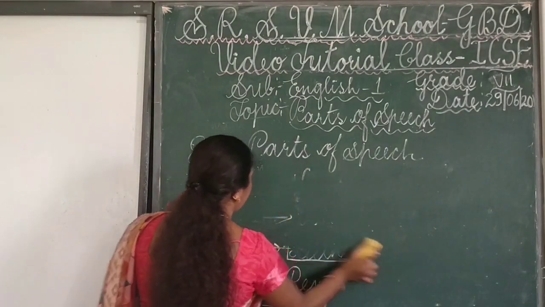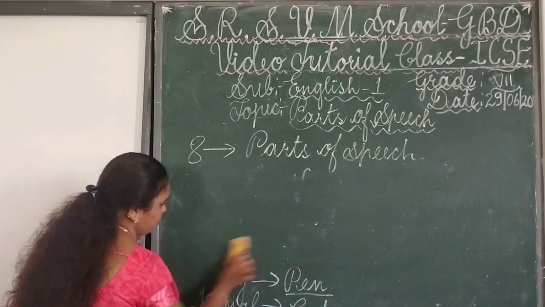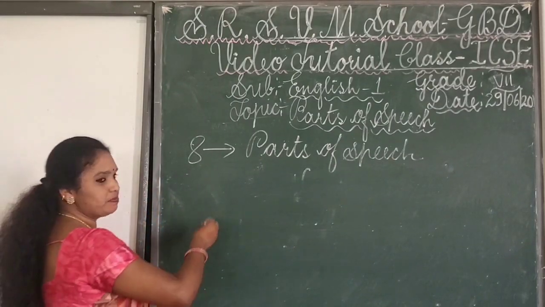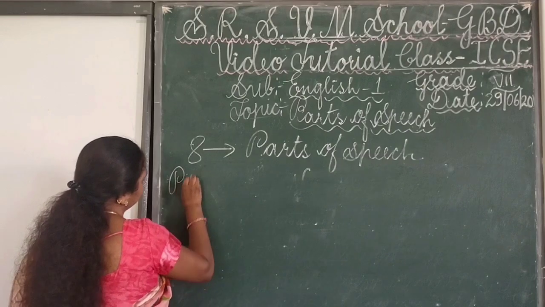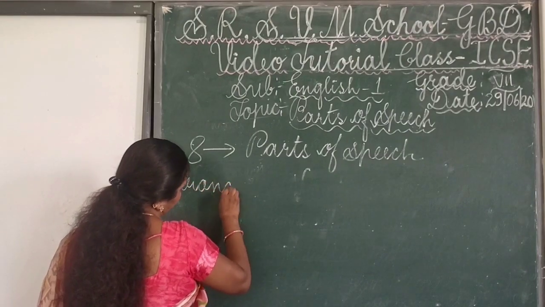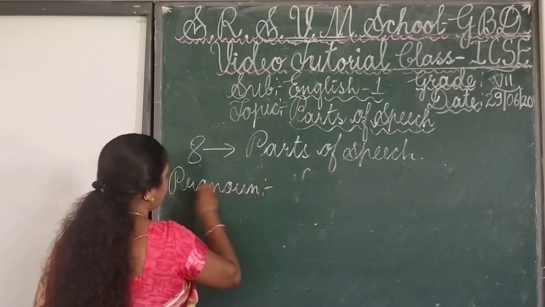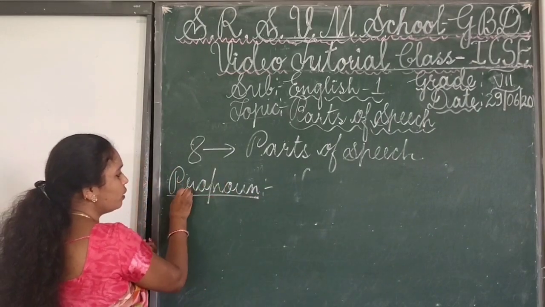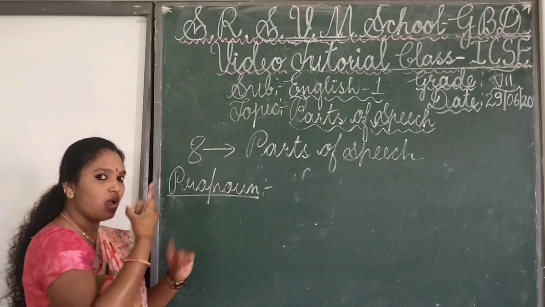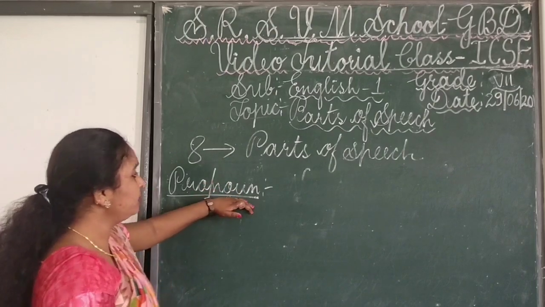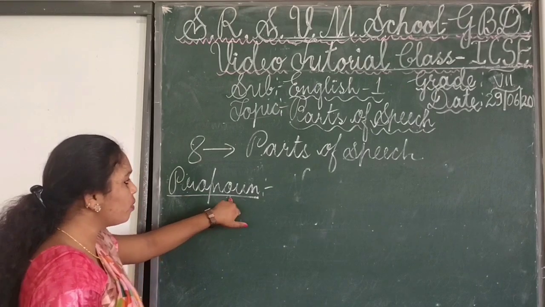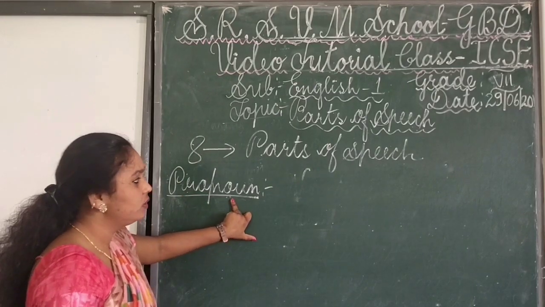Let's go to the next part of speech. The next part of speech is a pronoun. I just said about a noun. See the difference between noun and pronoun. A noun means naming words. Now, the next part of speech is a pronoun. What is a pronoun?